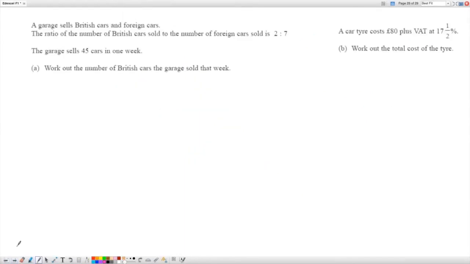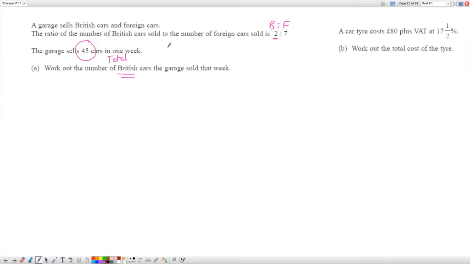A car sells British cars and foreign cars. We've got a ratio of British, B, to F, 2 to 7. We're told that a car sells 45 in 1 week. That is the total. But we want to know the number of British. So this B, what part is the 2?